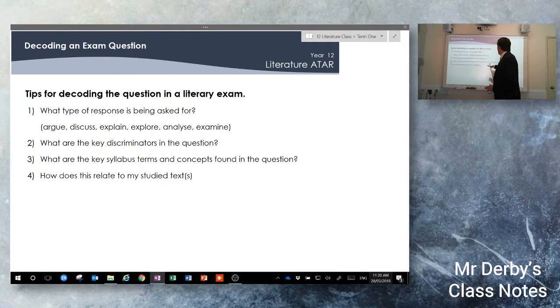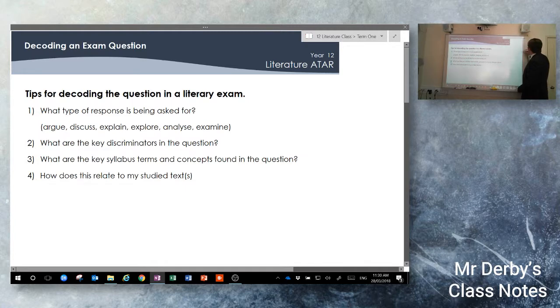What are the key syllabus terms and concepts found in the question? That's critical because that's where the marking key is going to be driving at, and that's where the question is derived from. How are the syllabus concepts expressed in the question? And then how does this relate to my studied texts? Because a key part of your response is how well you understand the text you have studied in your course.